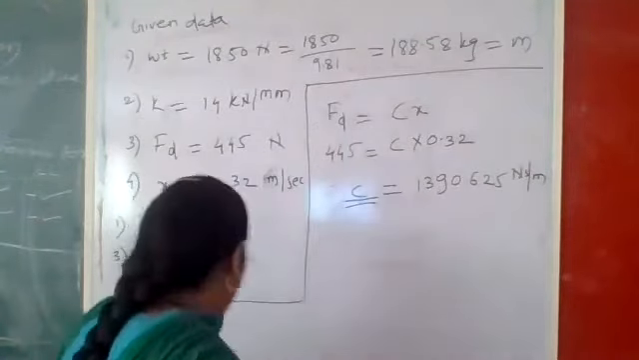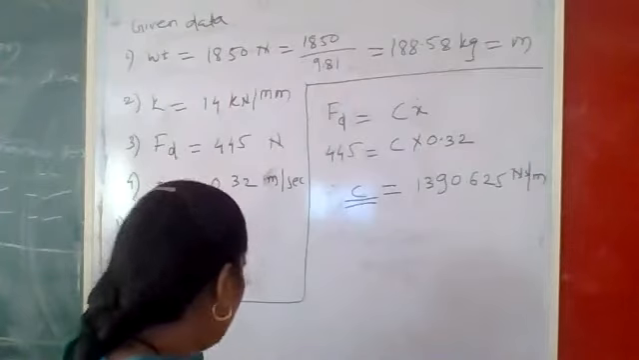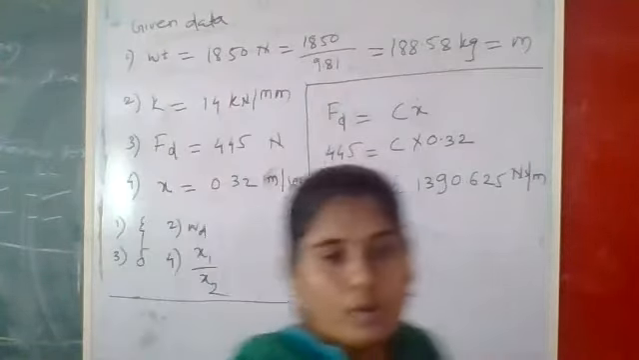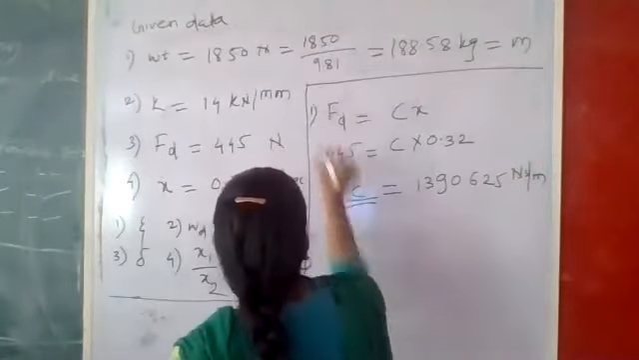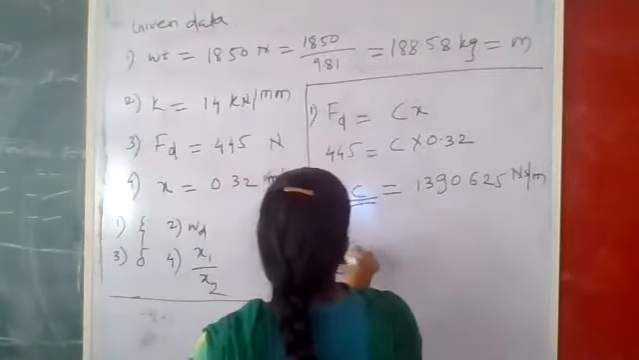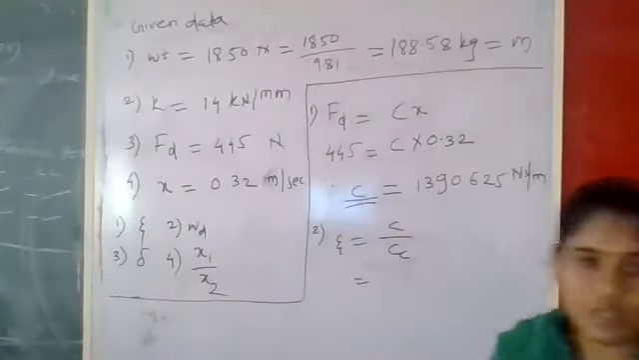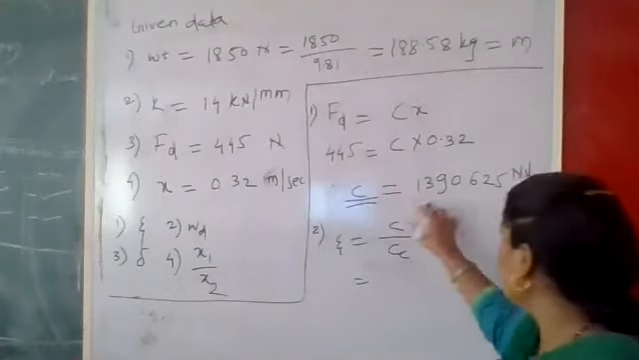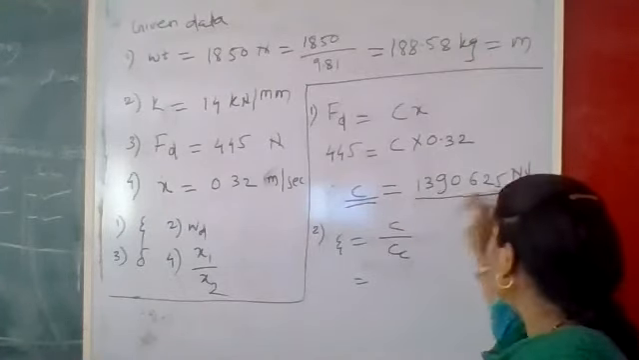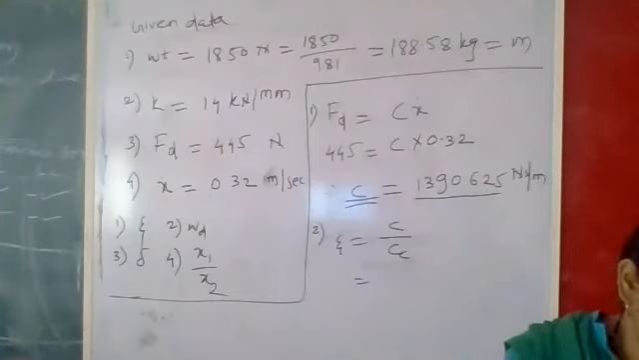Second point, we have to calculate the value of the damping ratio. How to calculate the damping ratio? Zeta is equal to C upon Cc, where C we already know, that is 1390.625, upon Cc. How to calculate this Cc?